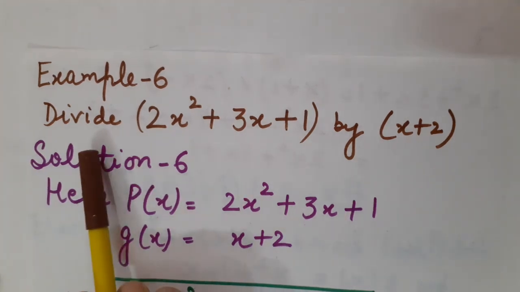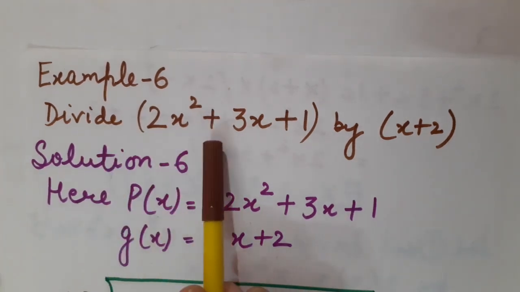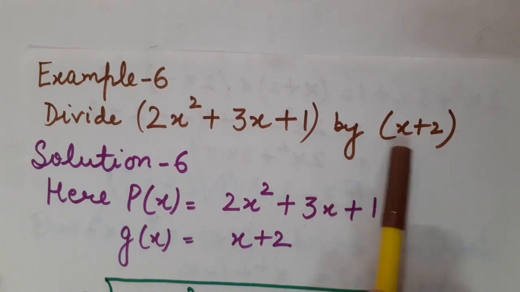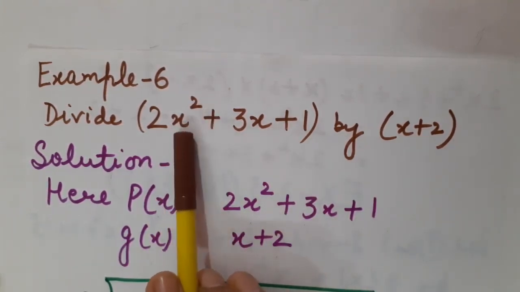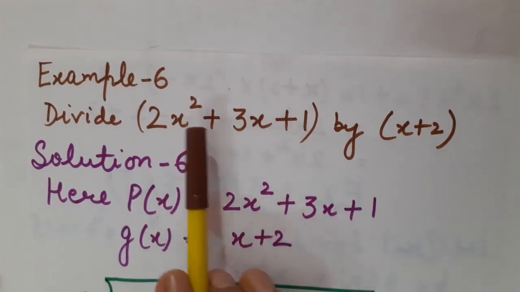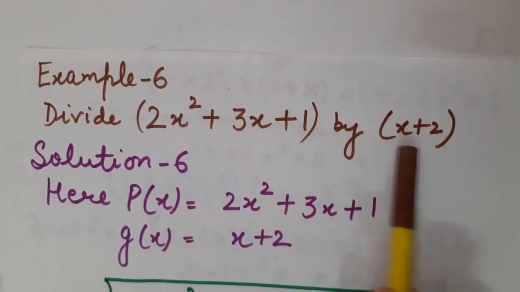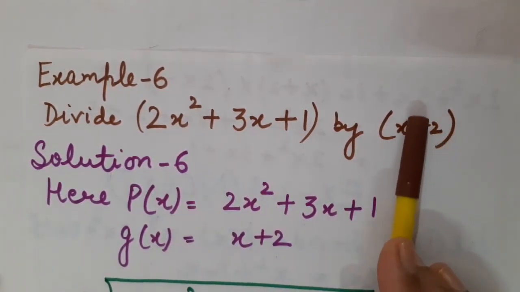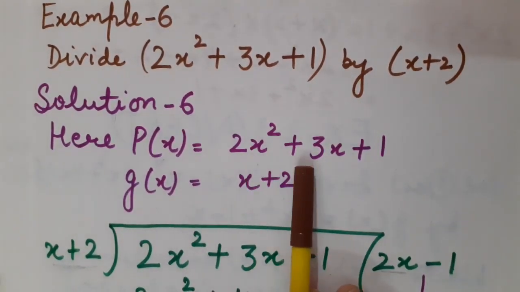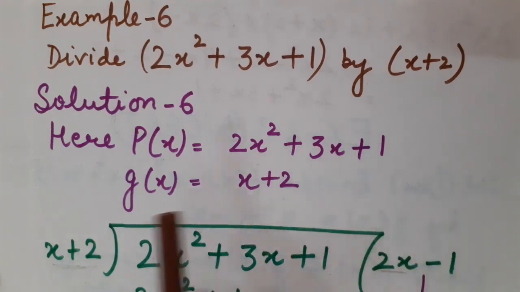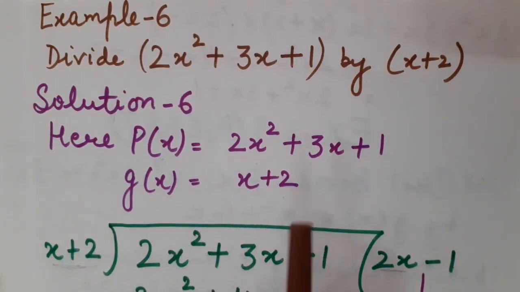To understand the concept of division algorithm, children, I am going to take example number 6 from your NCERT book. This is: divide 2x square plus 3x plus 1 by x plus 2. This is a quadratic polynomial because the highest power of the variable present in this polynomial is 2. And this is a linear polynomial because here the highest power is 1. So let P(x) is equal to 2x square plus 3x plus 1 and G(x) is equal to x plus 2.